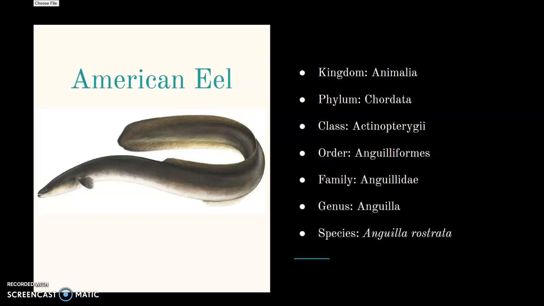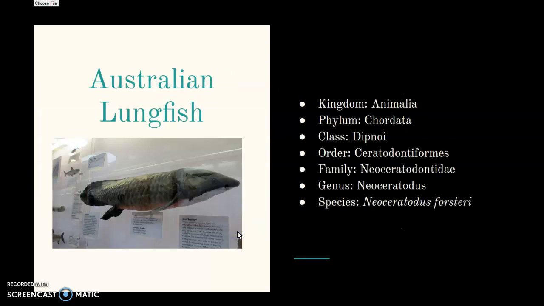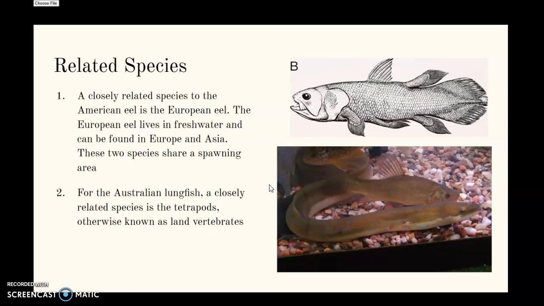Then we have the second fish that we are going to be looking into, and that is the Australian lungfish. This one is very popular as it kind of explains the history of how the fish became tetrapods, essentially. If you look at their phylum, they're the phylum Chordata as well, which is the fish phylum, class Dipnoi, order Ceratodontiformes, species Neoceratodus forsteri.